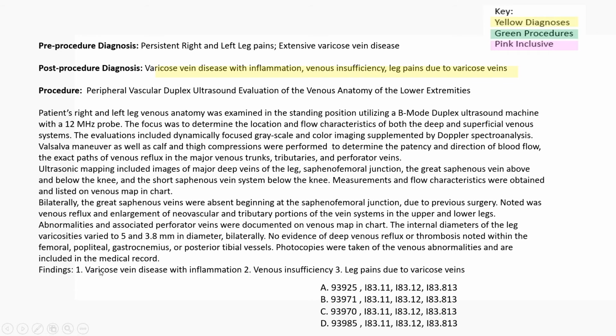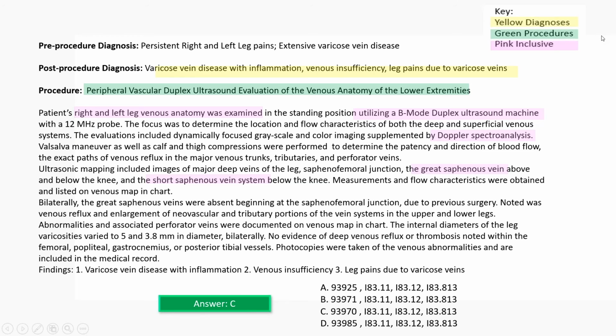So the keywords for this scenario, thank you, Miss Anu, for volunteering and reading out that scenario for us. The post-procedure diagnosis will be varicose vein with inflammation, venous insufficiency, and pain in legs due to varicose vein. The procedure performed is peripheral vascular duplex ultrasound with a venous anatomy of lower extremities. The patient's right and left venous anatomy was examined during the study. A B mode duplex ultrasound machine was used. A Doppler spectroanalysis was performed. Great saphenous vein. The short saphenous vein system below the knee was also examined.